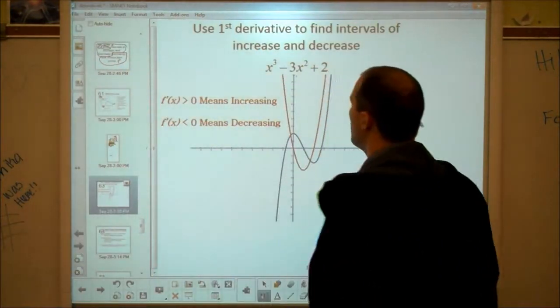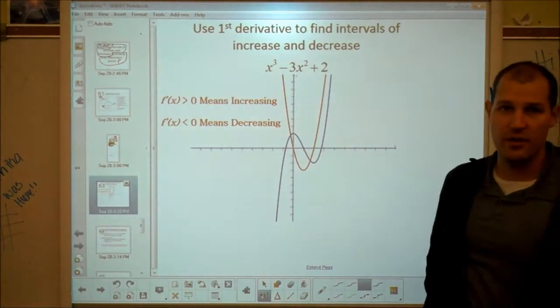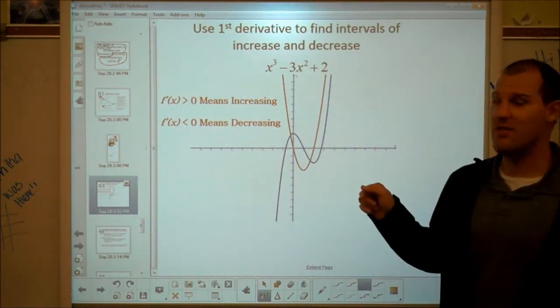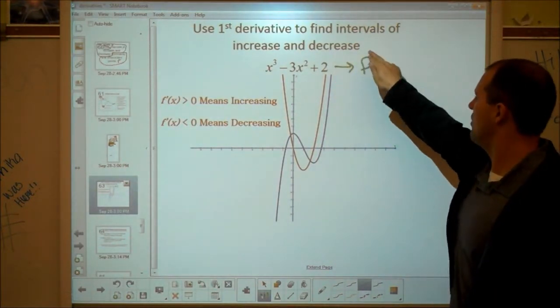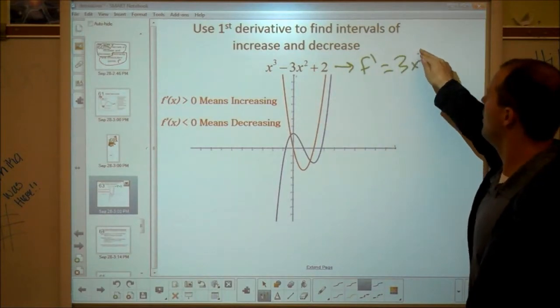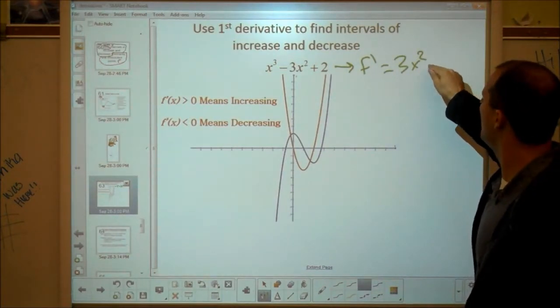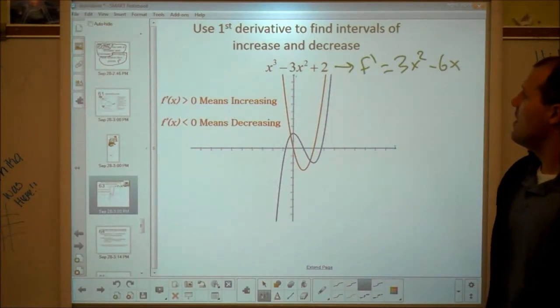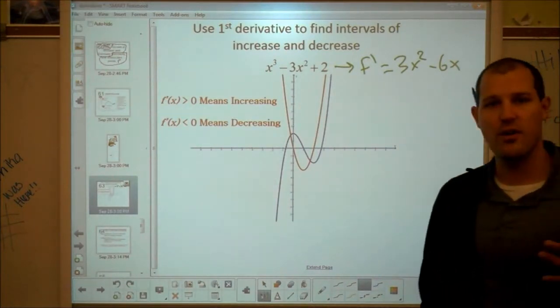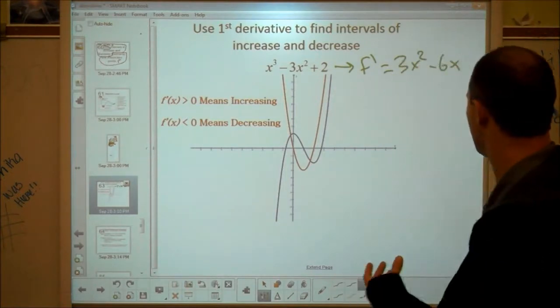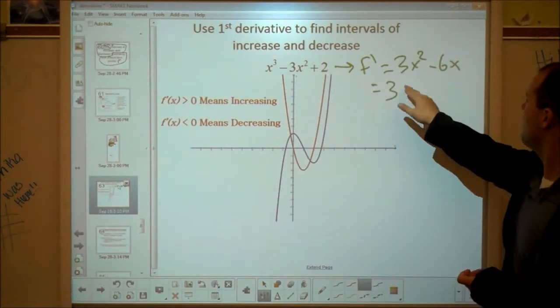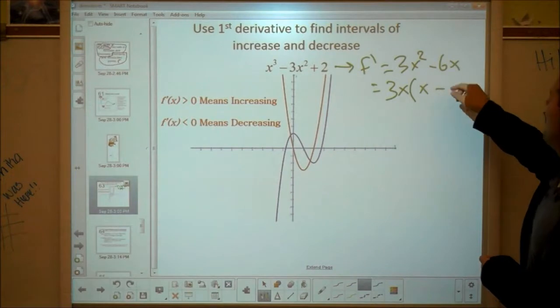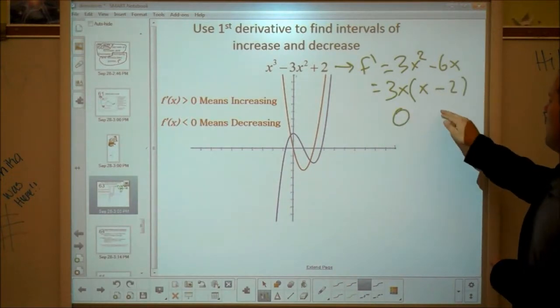Okay, here we're being asked to find intervals of increase and decrease. Now remember, increasing and decreasing is a first derivative thing, so let's find our first derivative. Okay, there's my first derivative. And if I'm going to find my intervals, I need to find the zeros. Remember, those are called the critical points on the first derivative. So let's factor this out. So I get 3x times x minus 2. So my zeros of that are 0 and 2.